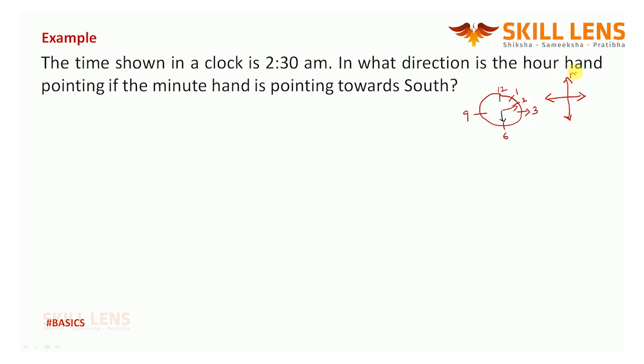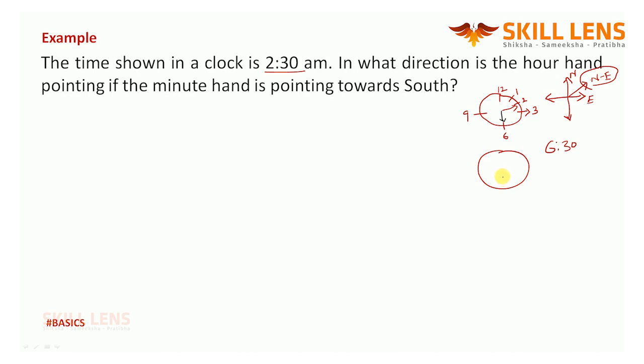If these are going to be the directions, I can say this is north and this is east. So it is in between that. So this direction from this point to this point, everything is going to be north-east only. So when the time is 2:30, your hour hand will show north-east only. If I ask you, when the time is 6:30, the hour hand will show which direction?